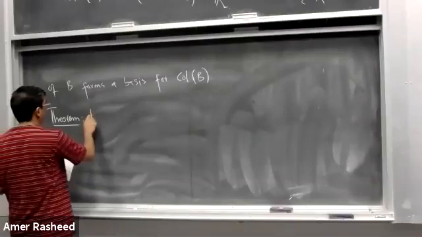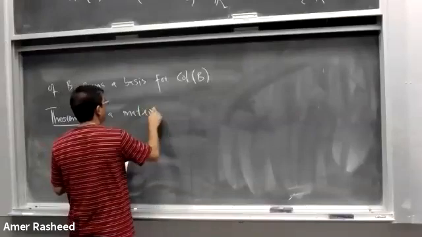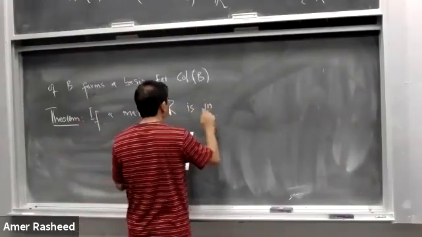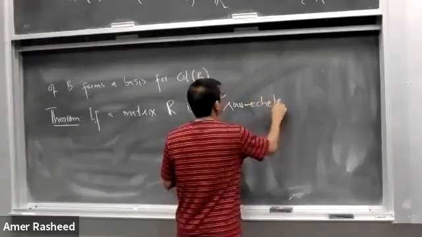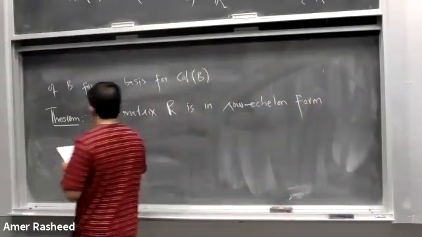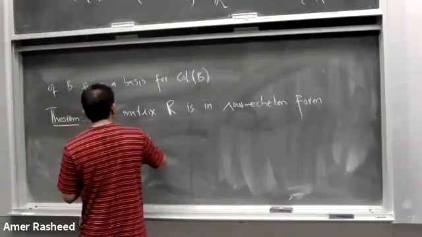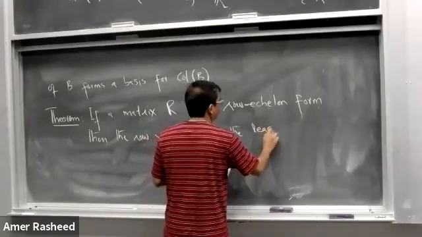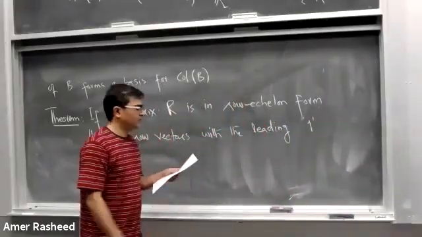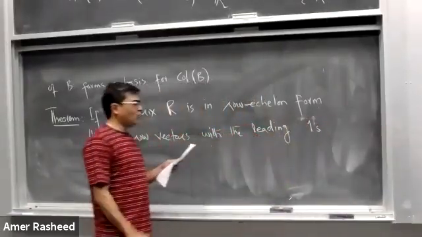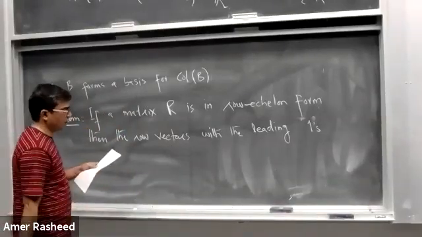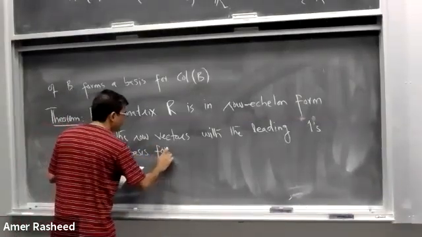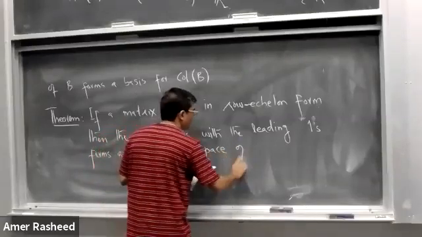So if a matrix R, this is a matrix R, not a real number, is in row echelon form, then the row vectors with the leading ones, the non-zero row vectors, you can say, form a basis for the row space of R.